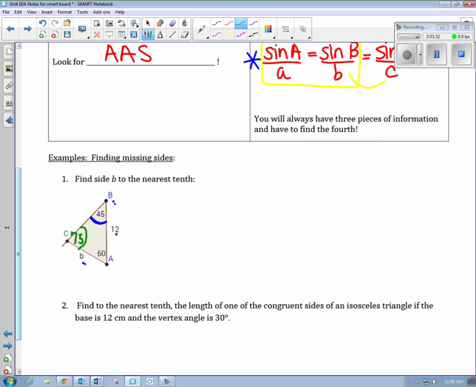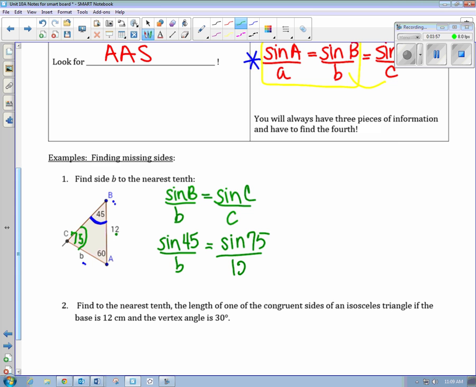So my formula for this one that I'm going to use is the sine of B over B equals the sine of C over C. And I'm going to plug in what I know. So I know that angle B is 45, side B I don't know. The sine of C, C is 75, over side C, which is 12.